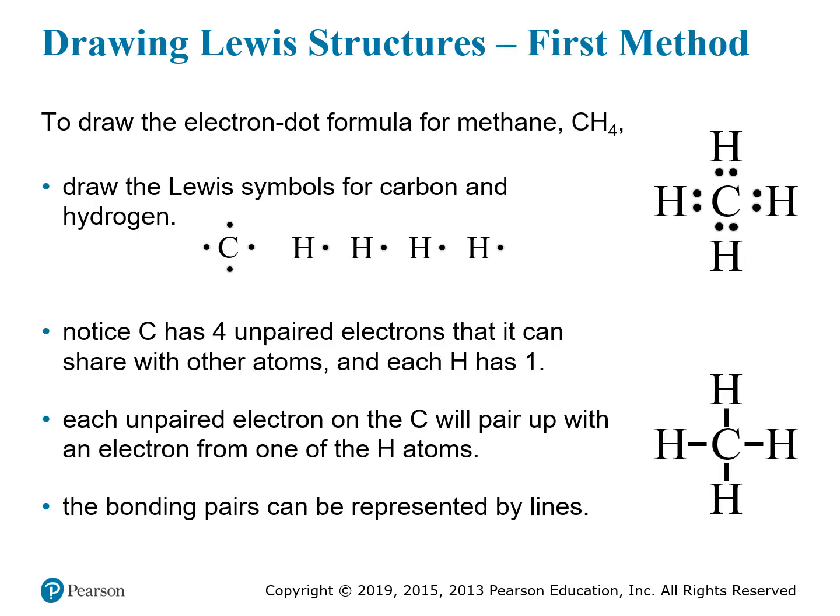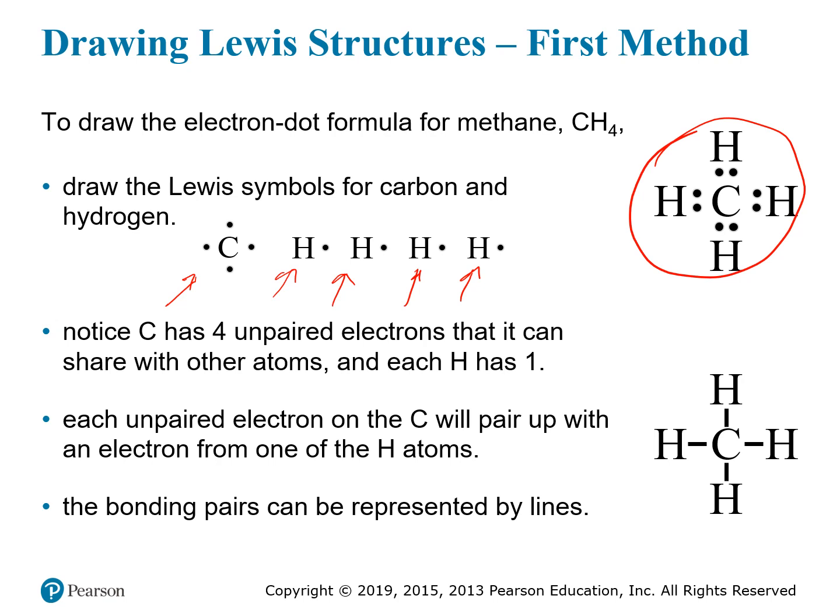So this is the first method, just to remind you. We're drawing methane. So this is CH4, 1 carbon and 4 hydrogens. If you look at the Lewis symbol for carbon, again, it has 4 unpaired electrons. Each hydrogen has 1 unpaired electron, so it shouldn't be too confusing to recognize that each of the unpaired electrons in carbon is going to pair up with one of the electrons from a hydrogen atom. And so what you're going to get is this structure, where the carbon is surrounded by 8 electrons, and each hydrogen has 2 electrons.